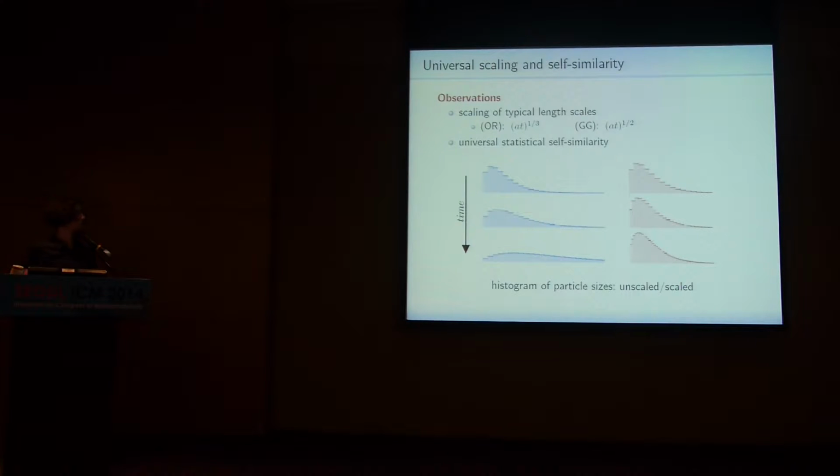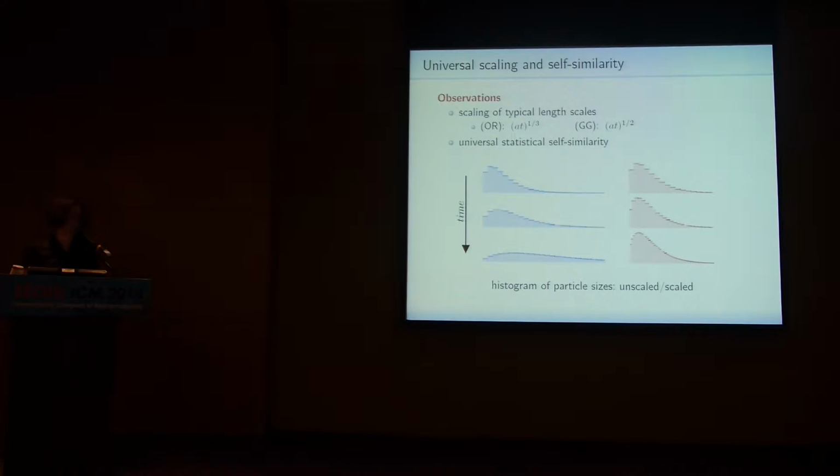And then second, universal statistical self-similarity means that, as in Martin Heiler's talk, if you zoom out of your coarsening system proportional to these length scales, then the statistics of the corresponding pattern remain unchanged. Unfortunately I don't have the corresponding pictures.